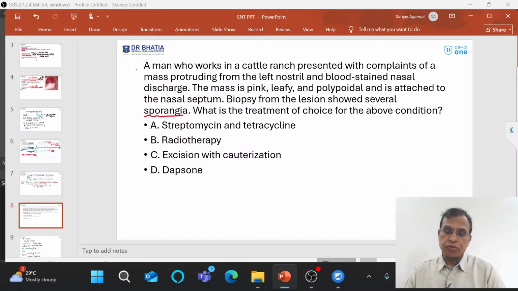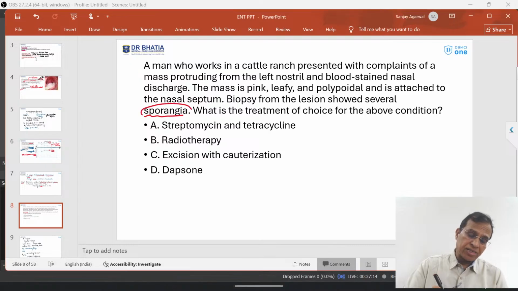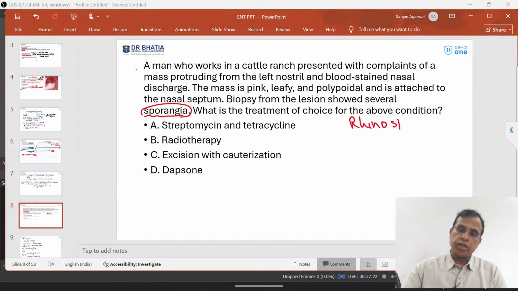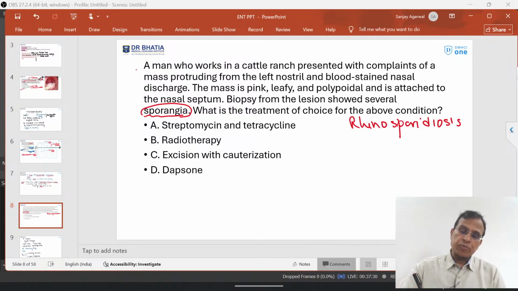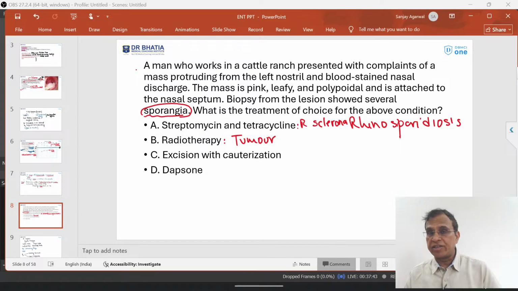Now, what is the treatment of choice for this condition? So, what is giving you the diagnosis? Sporangia. If a nasal mass has sporangia on histopathology, then this is rhinosporidiosis. In rhinosporidiosis, what is the treatment? Now, tetracycline streptomycin, it is used for rhinoscleroma. This is a treatment for rhinoscleroma, not for rhinosporidiosis. Radiotherapy is used for tumors, carcinomas. This is not a tumor, this is an infective disease, so radiotherapy is never given.